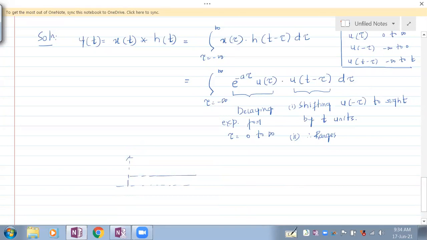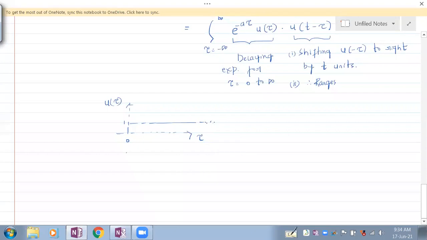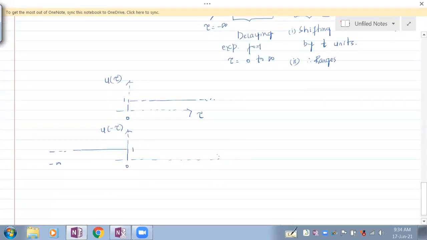So this is continuous time now. So this is tau. This is u of tau, right? So this is 1 from 0 to infinity. That is why these dots. Okay. Then we have to have u of minus tau. U of minus tau means something that looks like this. This is 1 from minus infinity to 0 minus. So this is u of minus tau, the reflection of this. Okay, the x-axis is tau only.